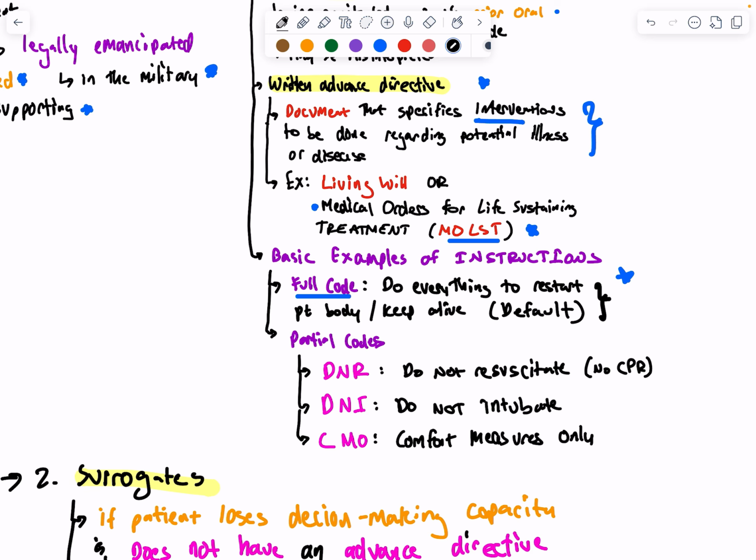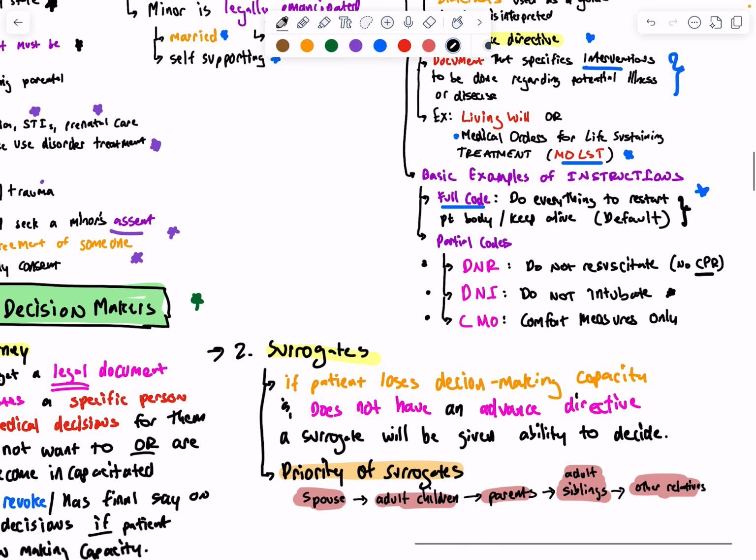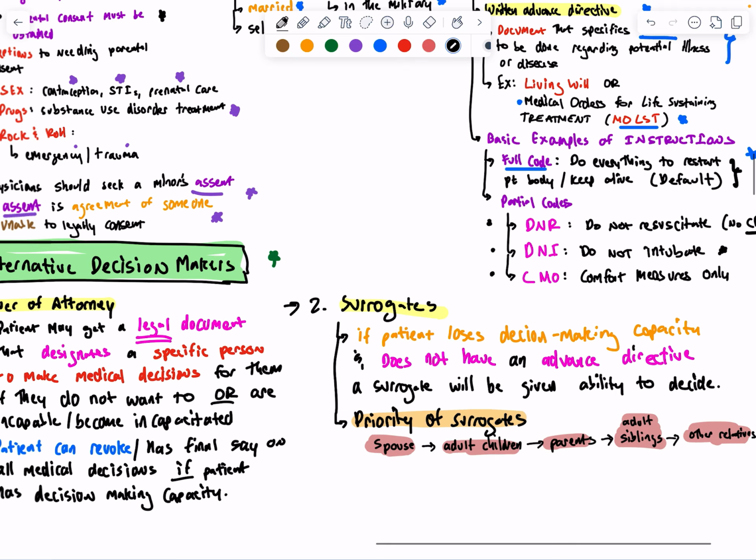But we also have partial codes, and I'm sure you've probably heard these acronyms before, but DNR, do not resuscitate, so no CPR. DNI, do not intubate, or then CMO, comfort measures only, okay? And so the important thing with these sorts of questions is if you have DNR, do not resuscitate, you can still do comfort measures. So, you limit the code to only what it says, right? Do not intubate, you could still do CPR, right? Comfort measures only, you would not do DNR or DNI.